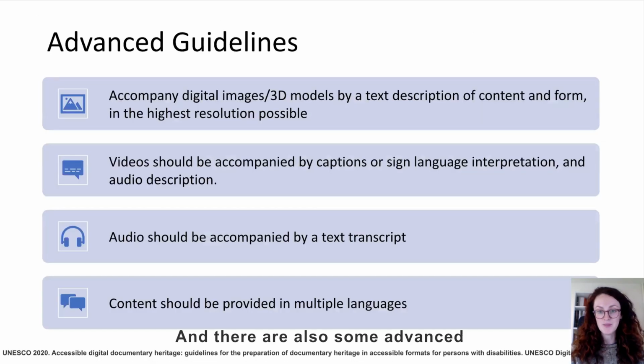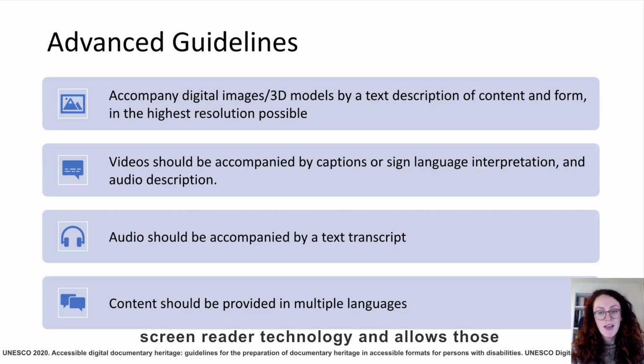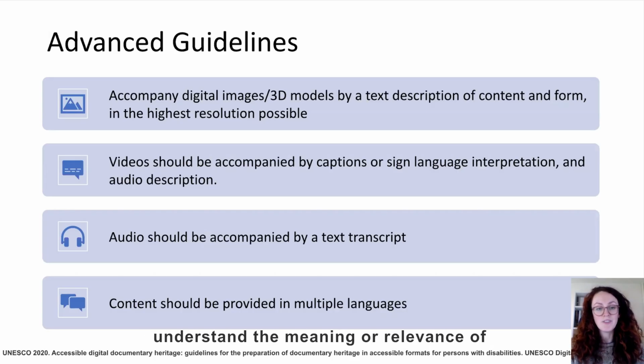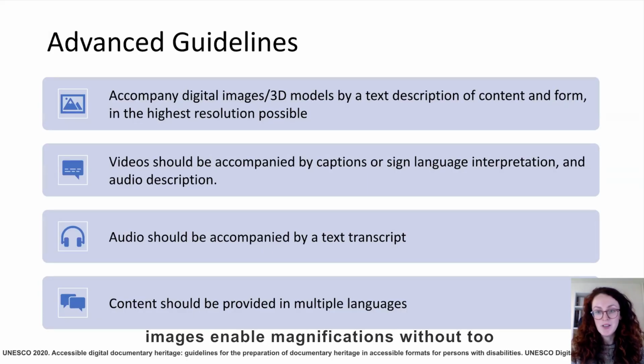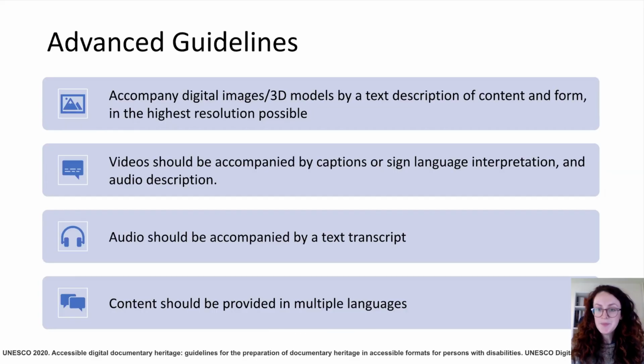And there are also some advanced guidelines. Using a text description for digital images or 3D models enables those with visual impairments to use screen reader technology and allows those with learning disabilities to better understand the meaning or relevance of the image. High resolution images enable magnification without too much pixelation, allowing those with vision impairment to explore the image by zooming in.